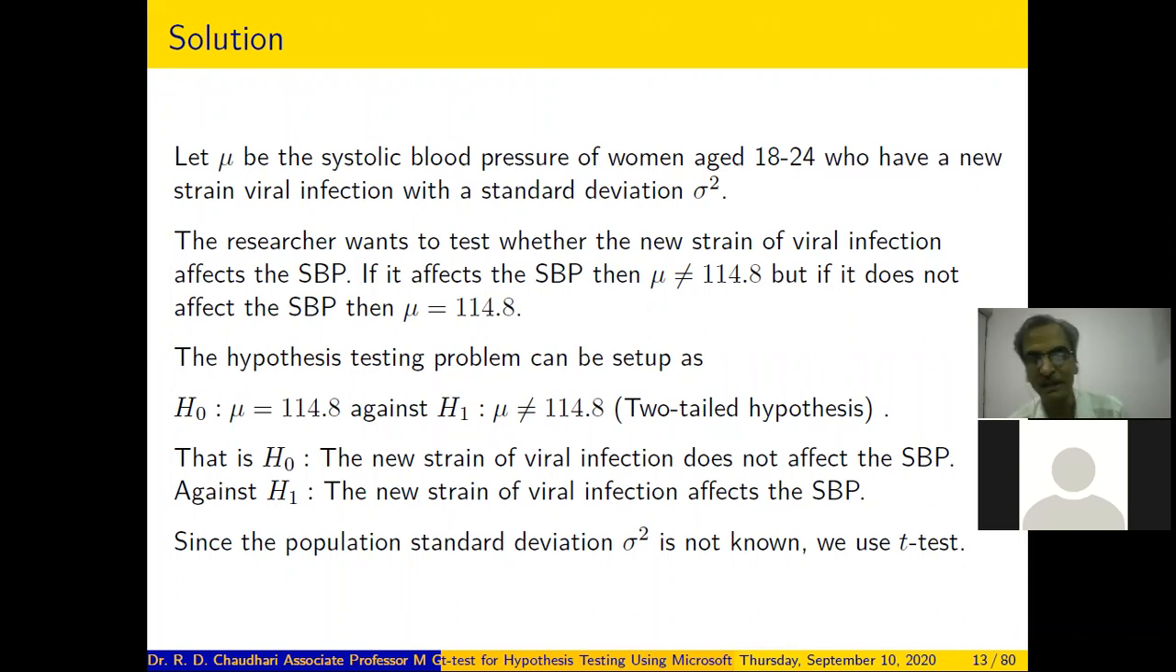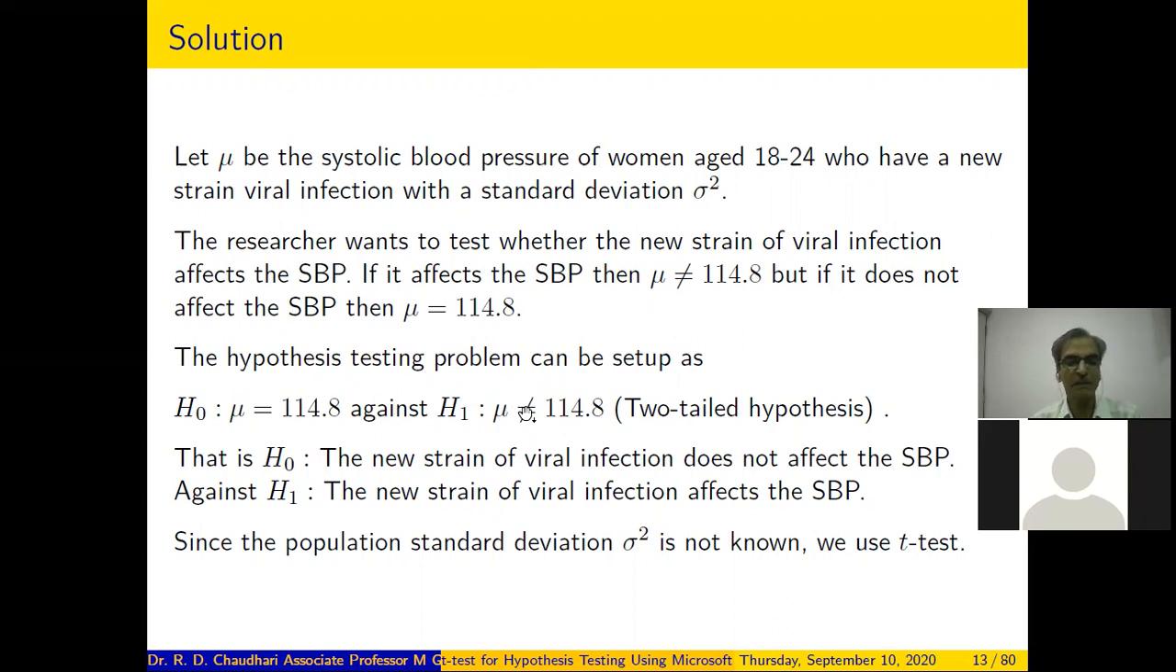It may be less than, it may be greater than, or it may be not equal to. If the null hypothesis is less than type, then we have a left-tailed hypothesis. If it is greater than type, we have a right-tailed hypothesis. If it is not equal to, then we have a two-tailed hypothesis. In our question, we have a two-tailed alternative hypothesis.